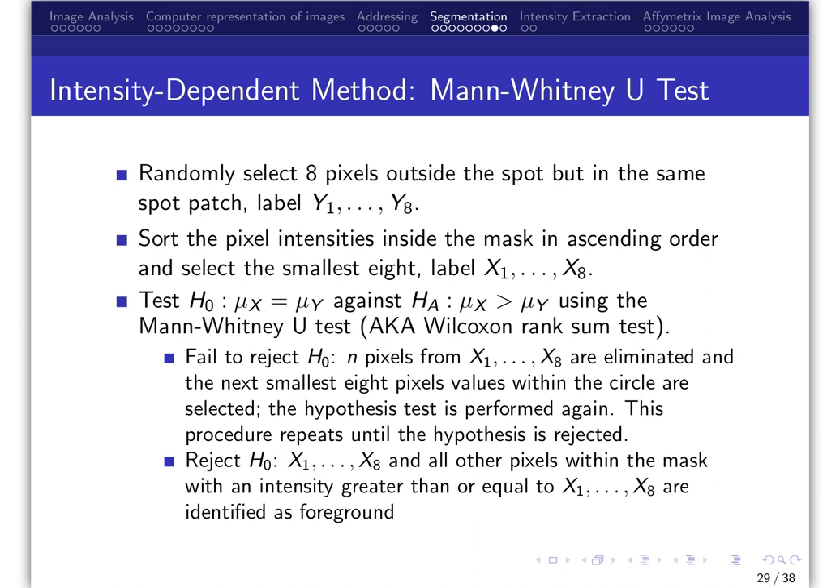If the null hypothesis is not rejected, n pixels from the observed X1 through X8 are eliminated and the next smallest 8 pixel values within the circle are selected. The hypothesis test is performed again. This procedure repeats until the hypothesis is rejected. A rejection of the null hypothesis leads one to believe that the observed pixels included in the hypothesis test are significantly higher than background. Thus, those 8 pixels and all other pixels within the mask with an intensity greater than or equal to X1 through X8 used in the hypothesis test are identified as foreground.